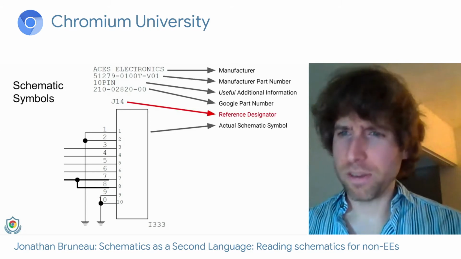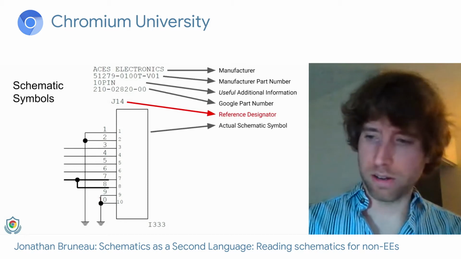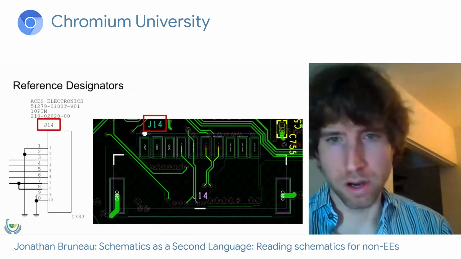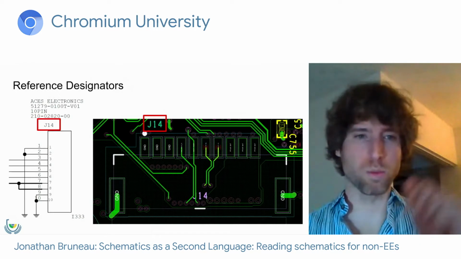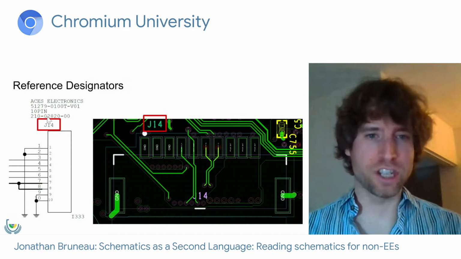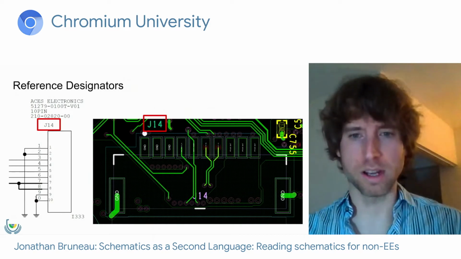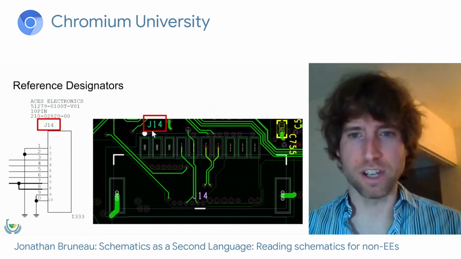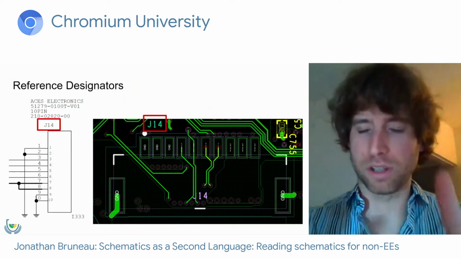Okay, so reference designators. What does that mean? Well, each part in our schematics, we give a number. And the number allows us to correlate the real world with our schematic. So here we have J14, which is our connector, battery connector. And then on the right here, we have J14, and that is in the printed circuit board design tool.